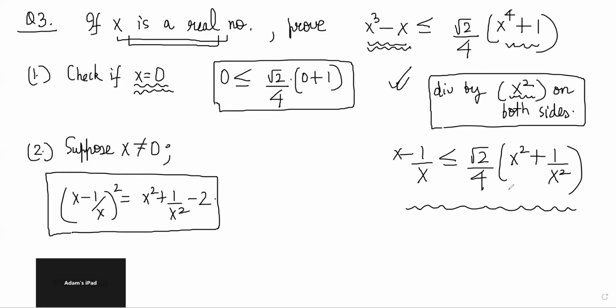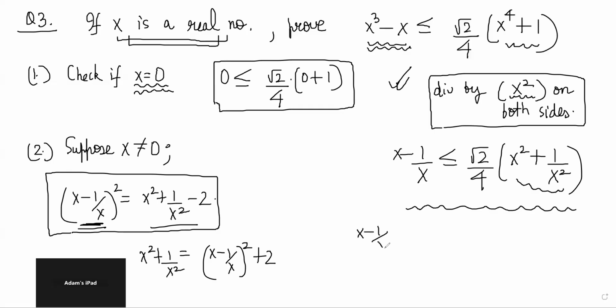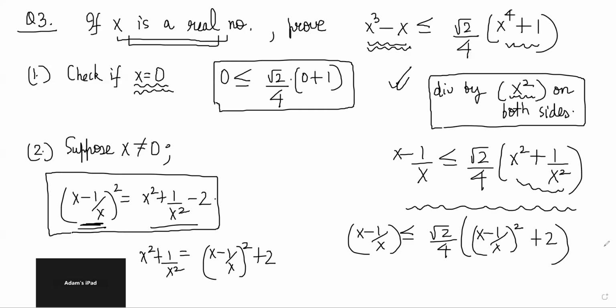So basically you can relate this as x minus 1 by x whole square plus 2. This is a simple identity: x square plus 1 by x square is equal to x minus 1 by x whole square plus 2. So the inequality becomes x minus 1 by x is less than or equal to root 2 over 4 times x minus 1 by x whole square plus 2.